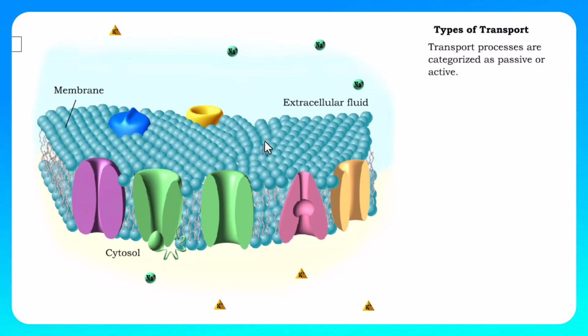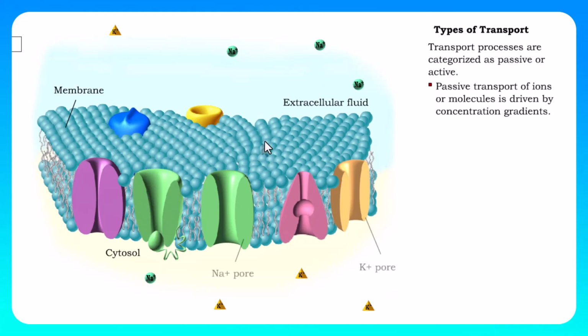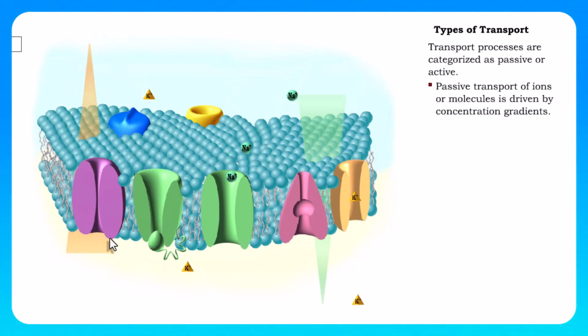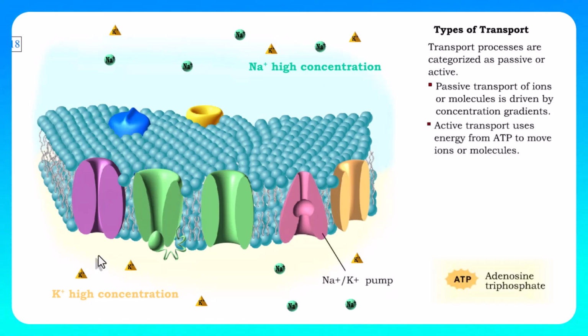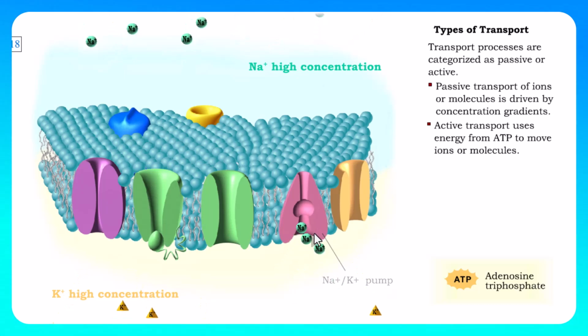There are two major types of transport: passive and active. Chemicals that are transported by passive processes travel down their concentration gradient. In other words, the chemicals flow from high levels of concentration to low levels of concentration. Active transport moves chemicals against or up their concentration gradient and requires energy in the form of ATP to do so.